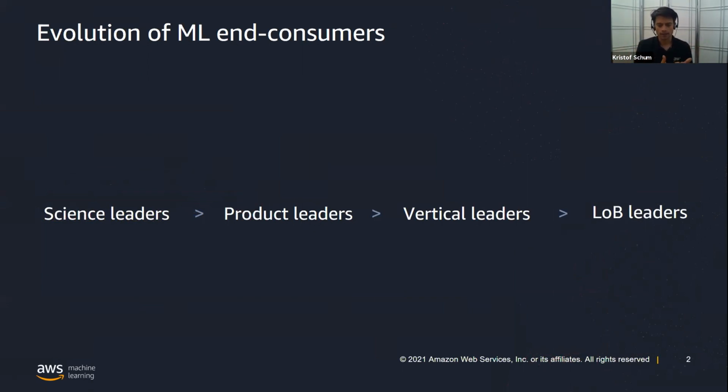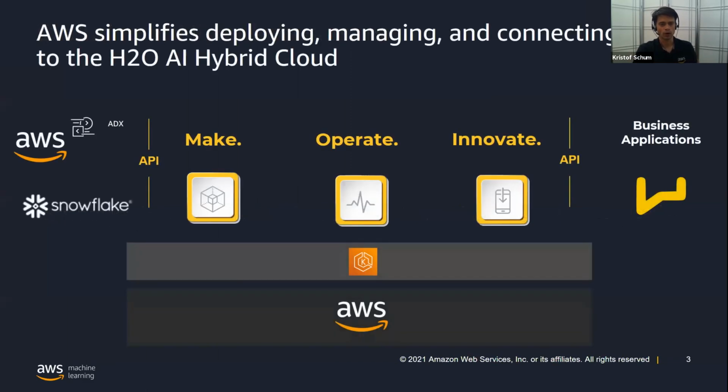But then we see an evolution unfolding, with first, in this current wave, vertical leaders wanting to consume bespoke, tailored applications. And we also see another wave of line of business leaders, such as CFO automation and CMO automation, wanting to consume AI applications. That's why we are particularly excited to be in partnership with H2O, in which AWS simplifies deploying, managing, and connecting the data to the H2O AI Hybrid Cloud.